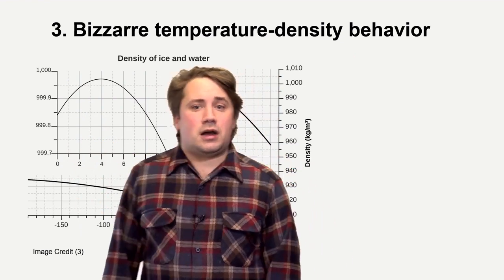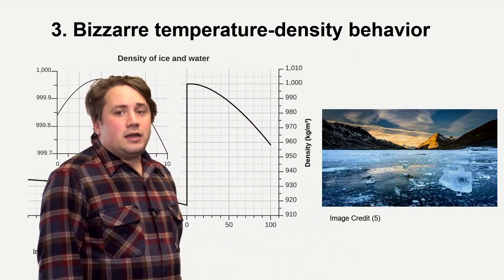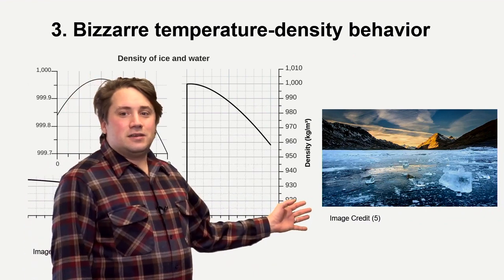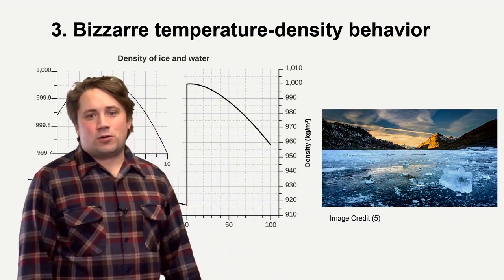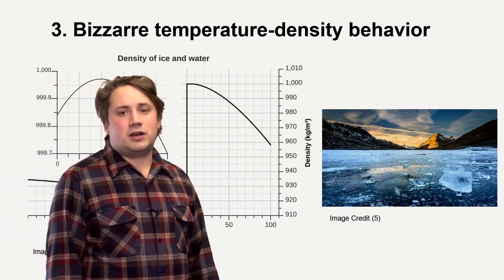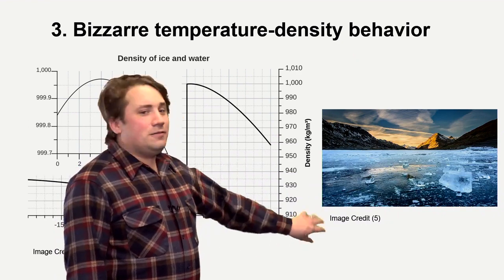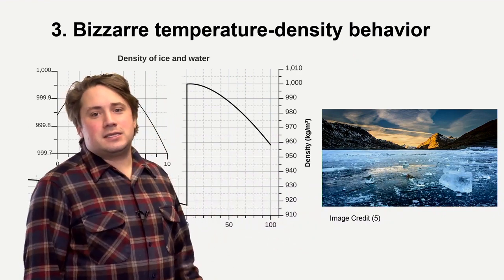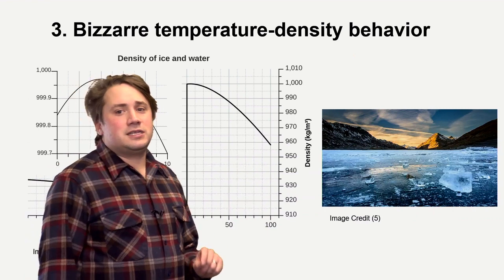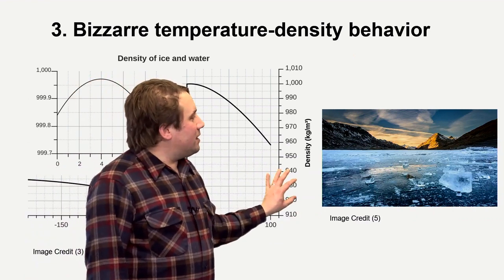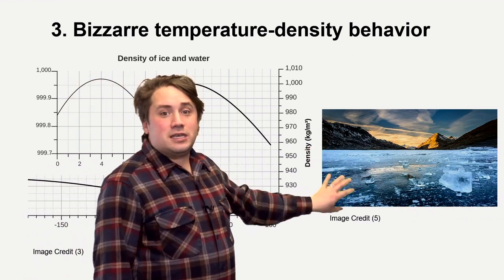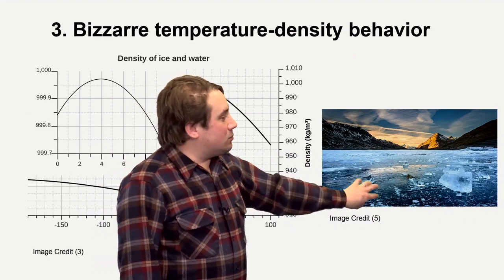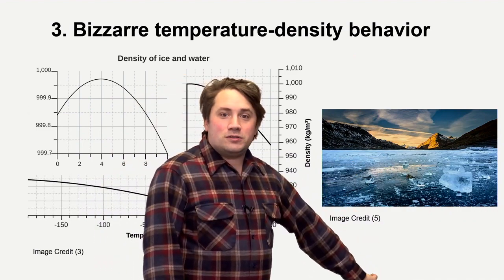The most important result of this, though, is that ice floats. And this is super important for aquatic ecosystems and aquatic geochemistry, because if ice didn't float, if water is more dense in its solid phase than it is in its liquid phase, then what would happen is, as the temperature decreases and the top of a lake freezes, that ice would sink to the bottom and remain frozen at the bottom.